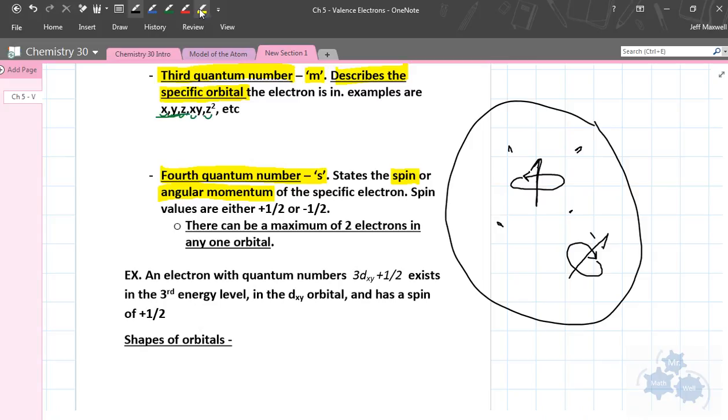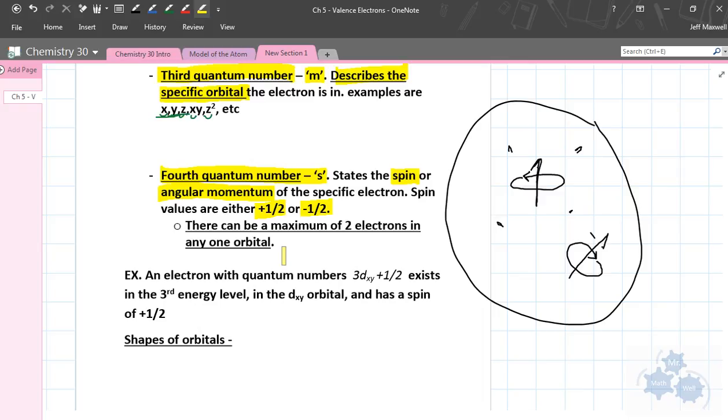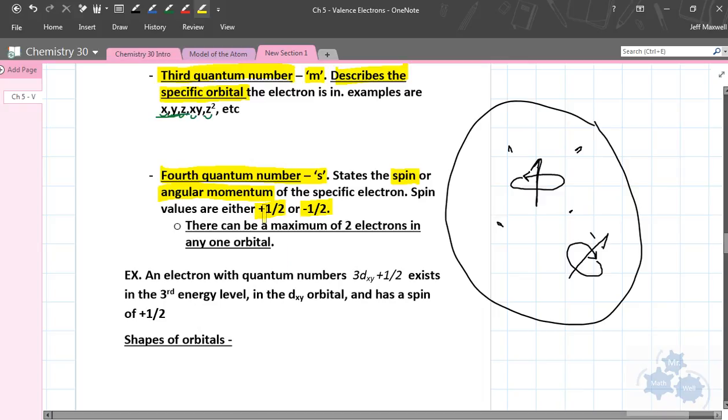So the number associated with the fourth quantum number is either a positive 1/2 or a negative 1/2. That's just the number they attach to the spin. Positive, negative, that just means they're spinning opposite ways. And any two electrons, I'll say this again, that occupy the same orbital must spin in opposite directions in order to be stable. Okay? So that's it. That's the four quantum numbers.